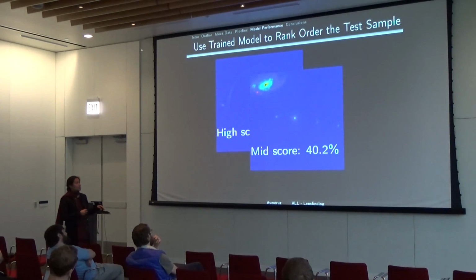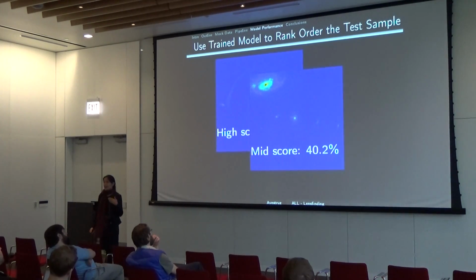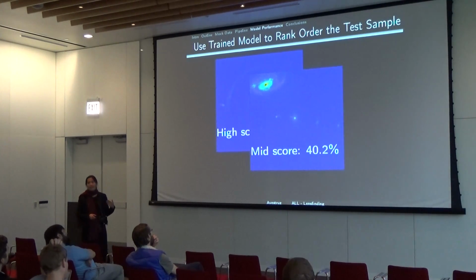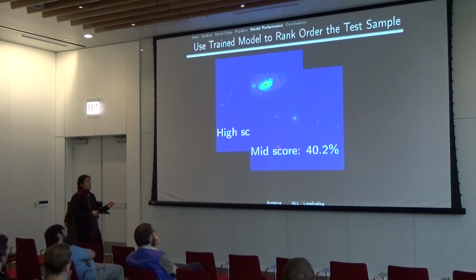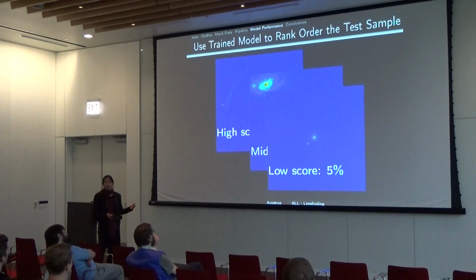But at least what you can see here is that the machine learning algorithm did not confuse a line of sight galaxy for an arc, and certainly didn't do worse than this audience, if I were to do a percentage of how many thought it was yes an arc, no an arc, when it decided to give it a mid-score of 40%. And finally, here's a low-scoring image of 5%.